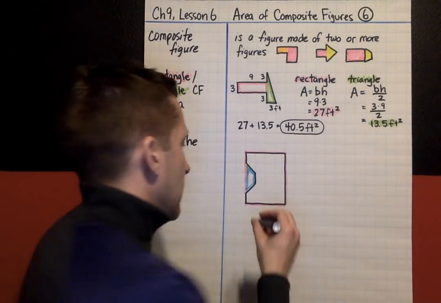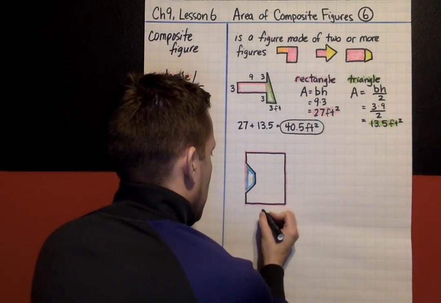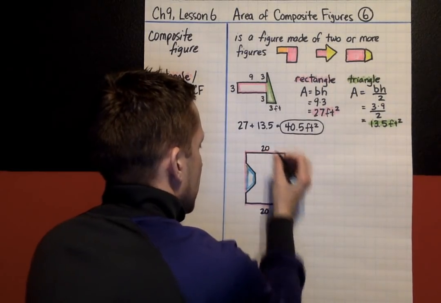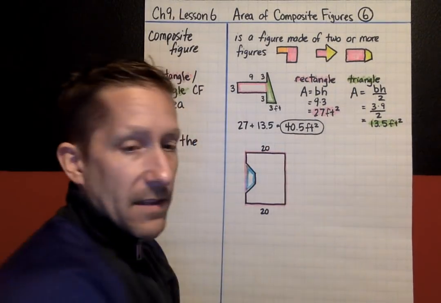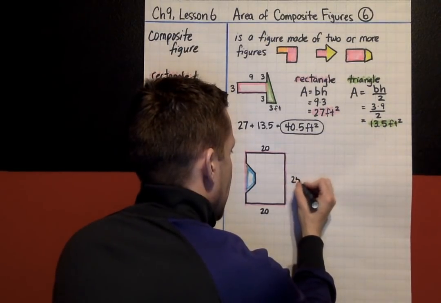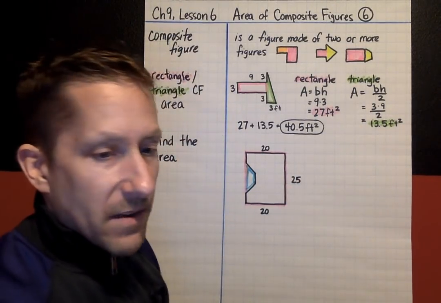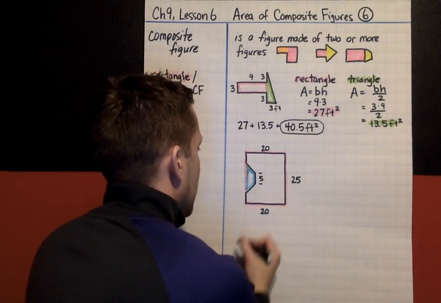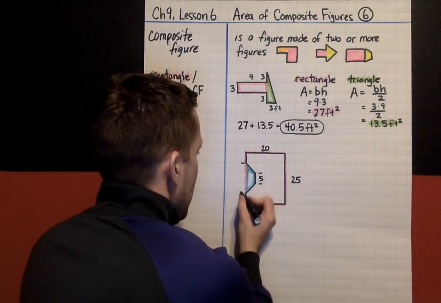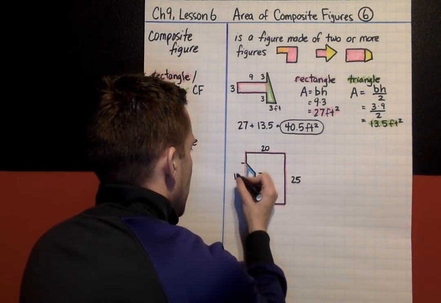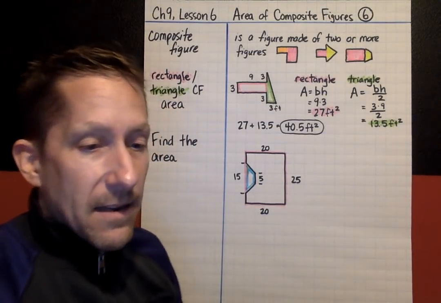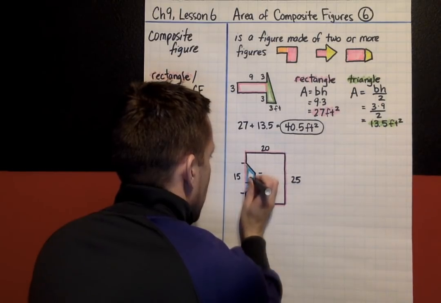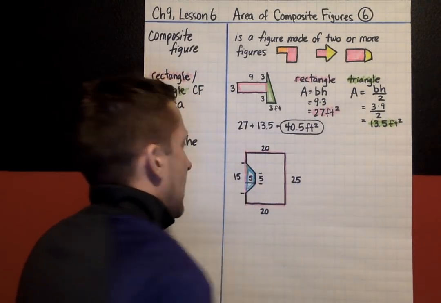We're going to say that this down along the bottom is 20, which makes this 20. That's the same line. We're going to say that this side is 25. And we are going to say that this from here to here is 5. We are going to say from here to here is 15. And we're also going to say that this distance right here is also 5.